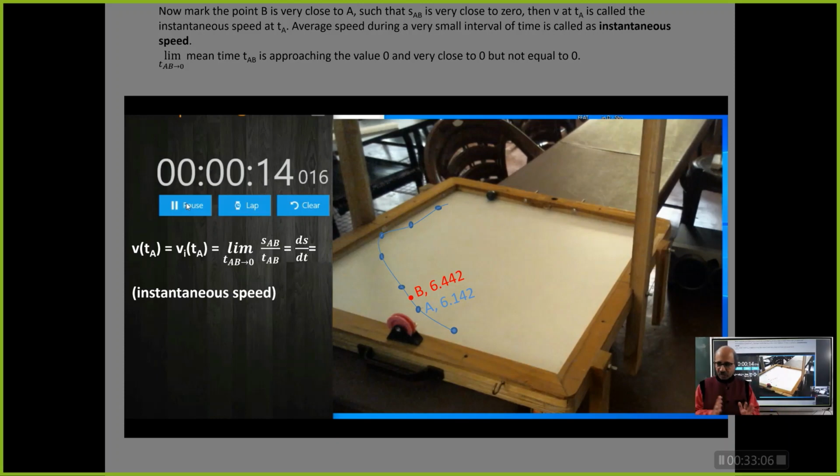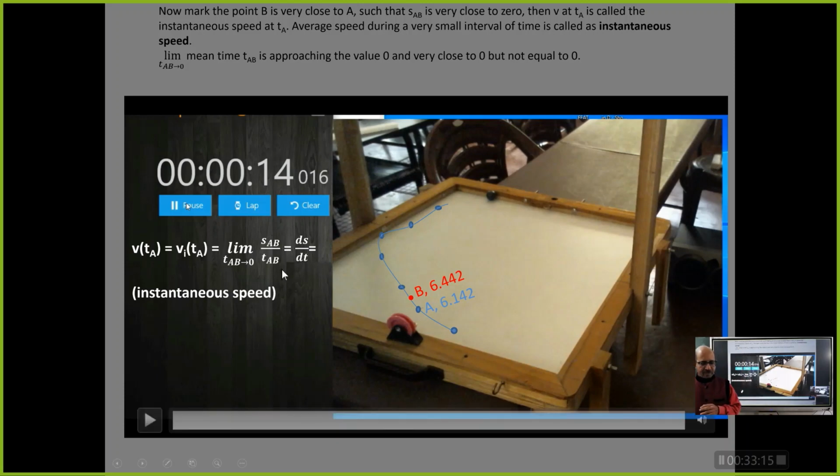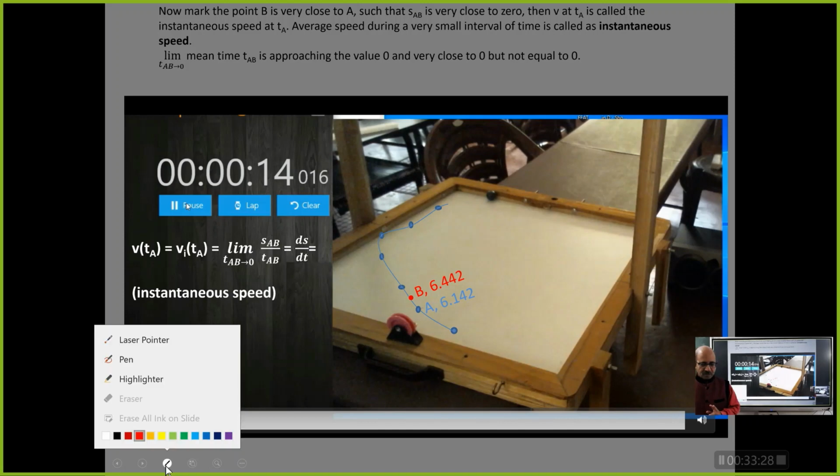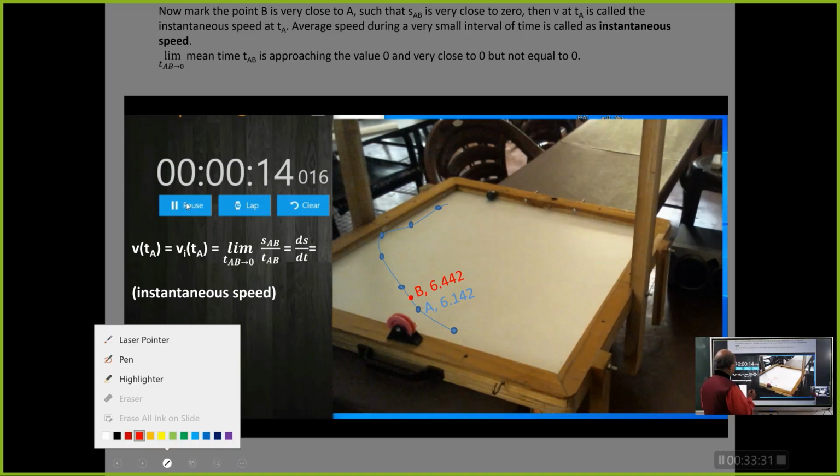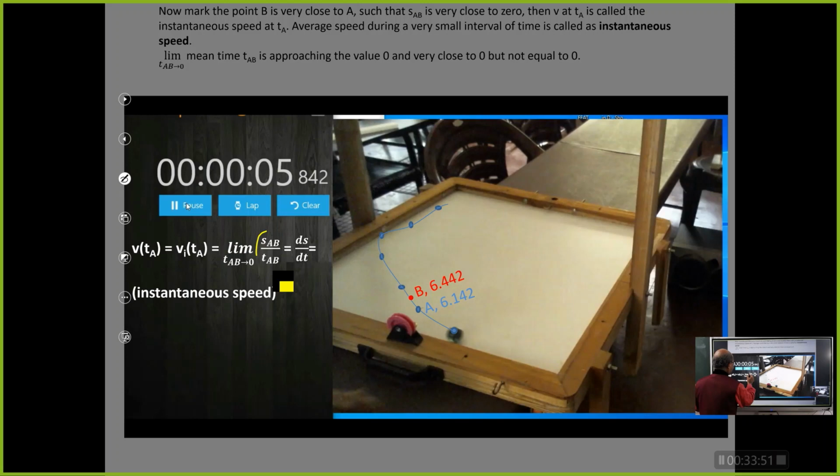Now this is how you have got to understand this. There is a purpose of doing this. When you do that and take the ratio of SAB by TAB, what do you get? Concentrate on this: SAB by TAB. The average speed. Louder. Average speed. So if you take this ratio, you are going to get the average speed. Got it?